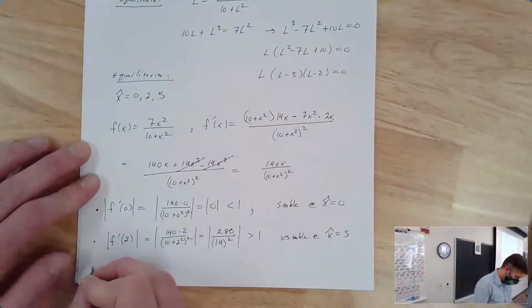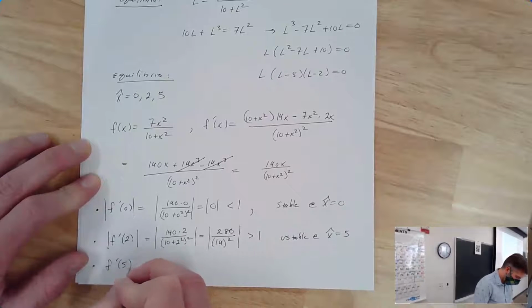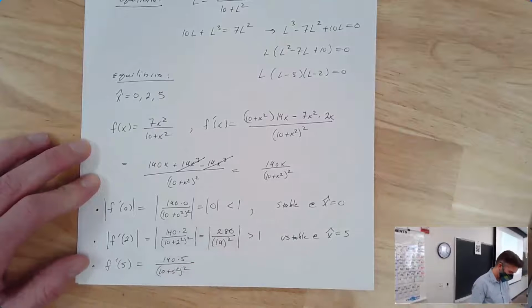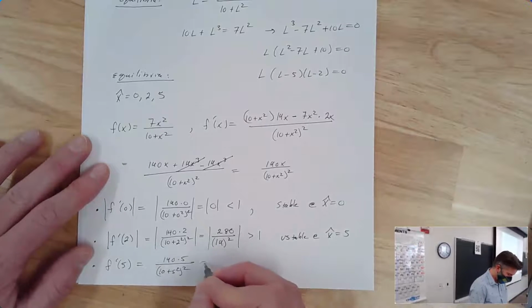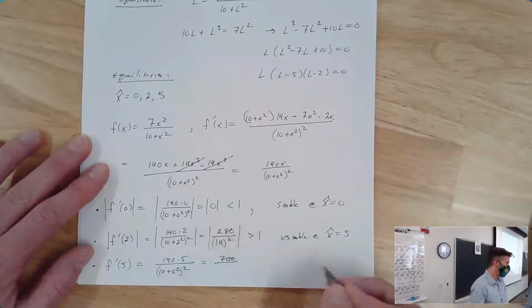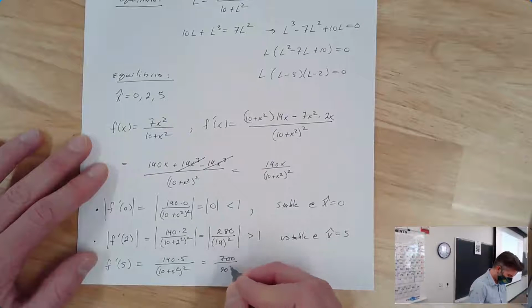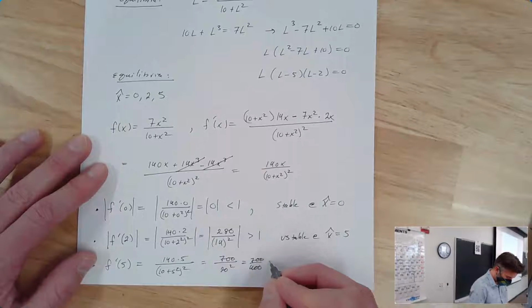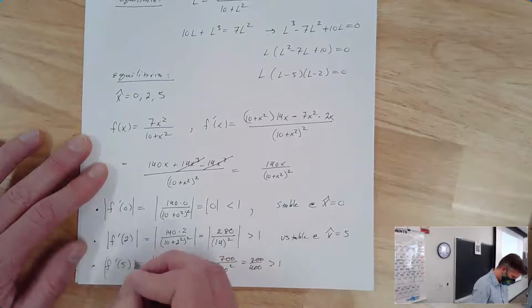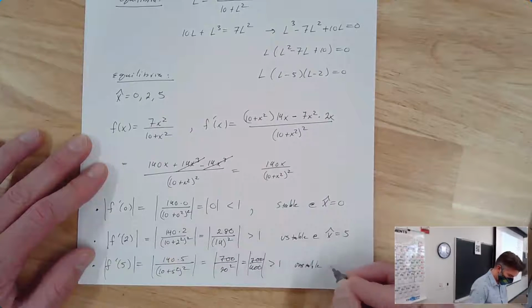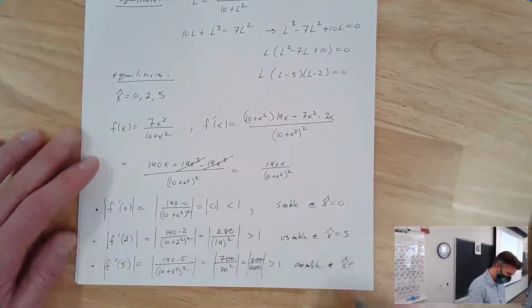Finally, let's look at the third one. F prime of 5. Plugging in 5, 140 times 5 divided by 10 plus 5 squared, squared. Okay, 140 times 5 is 700, and then 10 plus 5 squared is 20, and 20 squared is 400. So we also get instability there. I know everything here is already positive, but it's still good to be in the habit.